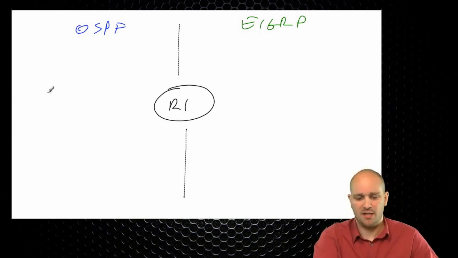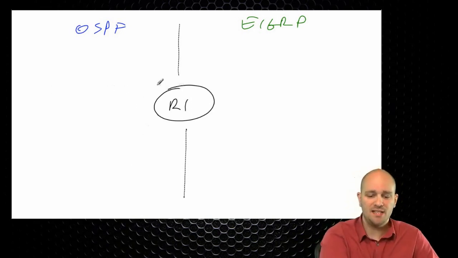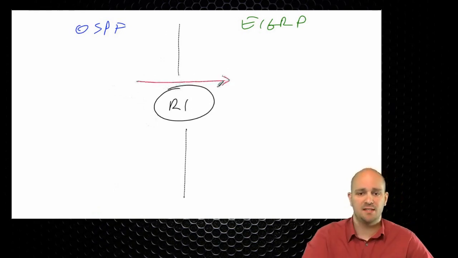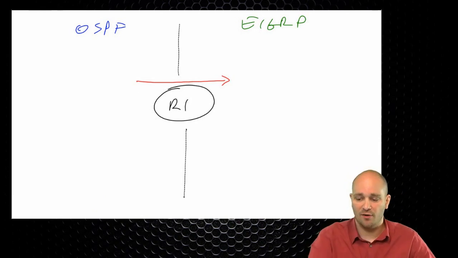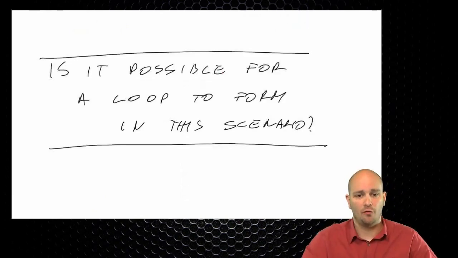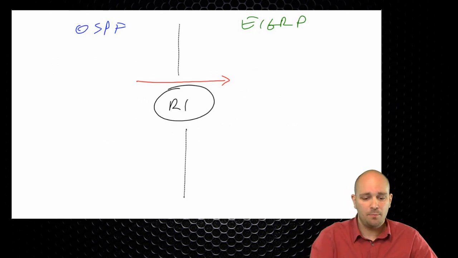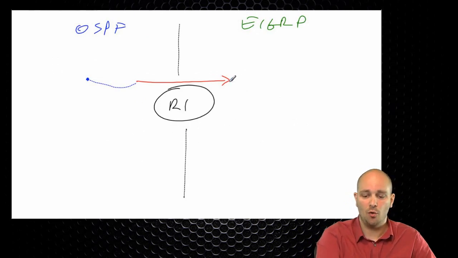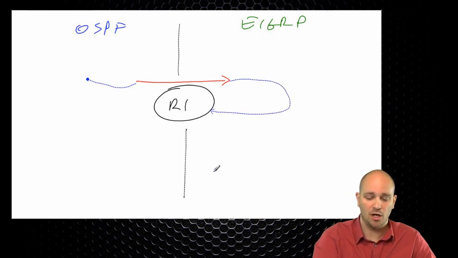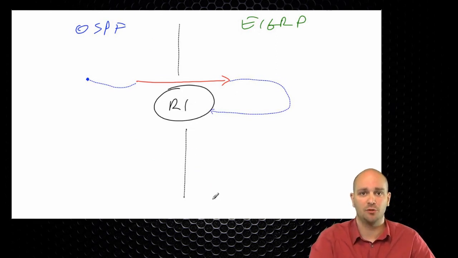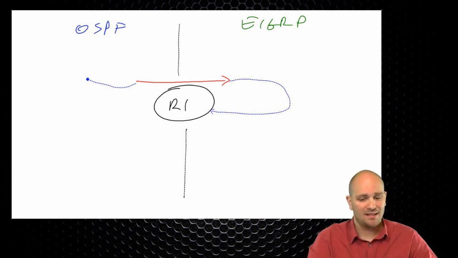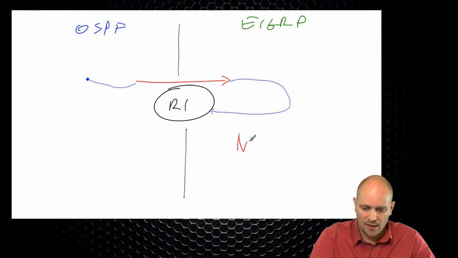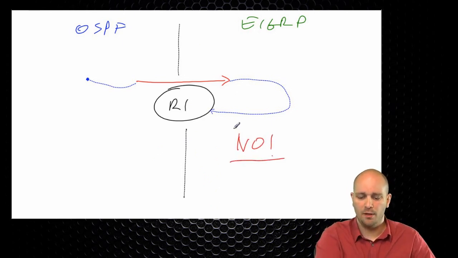Now, one possible scenario is that the task says redistribute from OSPF into EIGRP. So if you have this scenario here and you ask yourself a question, is it possible for a loop to form in this scenario? Is it possible that there is an OSPF route here that is going to be arriving at the redistribution point, going to EIGRP and come back here to this router and be better than the route that was actually injected by R1? The answer to this question is no. In this case, the loop cannot form.